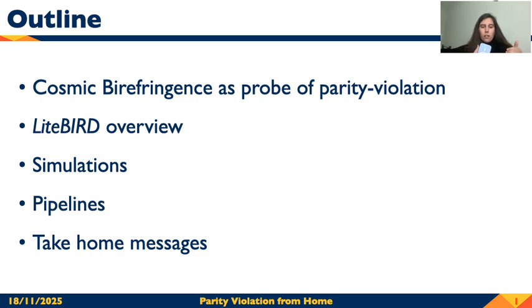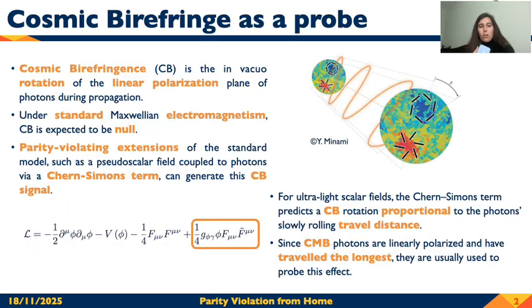I will start talking about what cosmic birefringence is and why it is a good probe for parity-violating events. Then I'll provide an overview of the LiteBIRD mission and talk about why it's a good experiment to detect cosmic birefringence. Then going into the actual analysis, we'll describe the 4 different sets of simulations that we use and the 5 pipelines that we developed to detect beta and provide a comparison of their performance. Then I'll wrap up with the main 2 take-home messages that I would like people to remember from this talk.